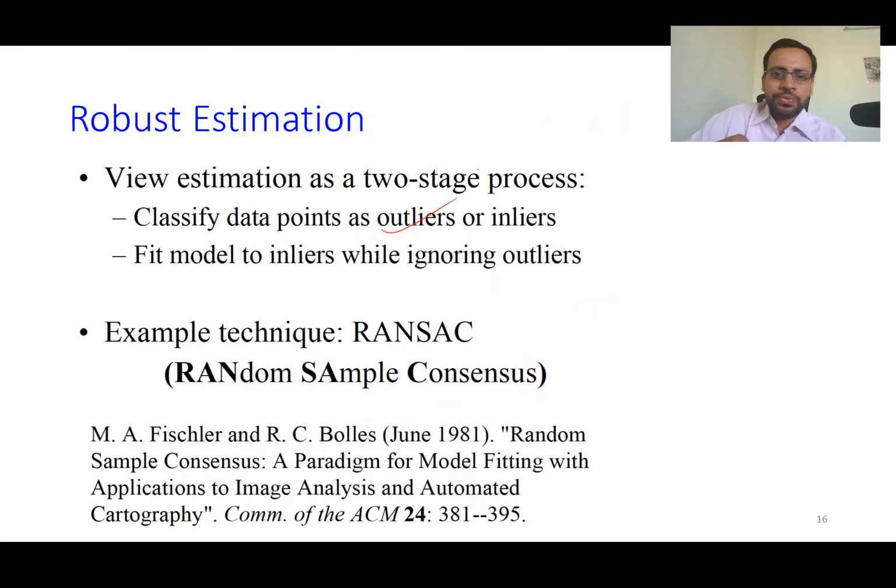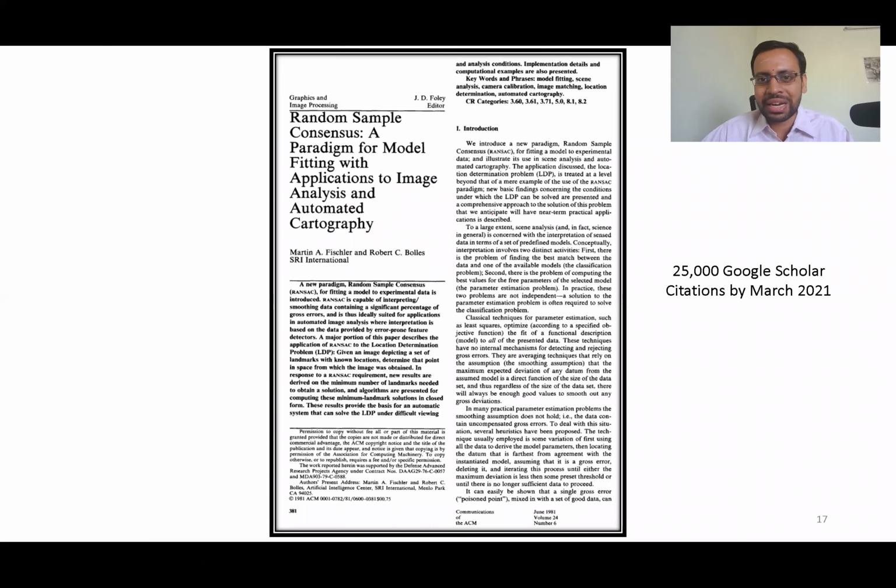Coming back, as you rightly said, you first classify data points as outliers or inliers and fit a model to the inliers while ignoring the outliers. This is again the work by Fischler. I'm not very sure of the pronunciation, sorry for that. It's a long back work, but a very classical work. You would be able to appreciate it more by the time we finish going through it. A very, very solid work. It has more than 25,000 citations in Google Scholar right now, which should tell you how significant and pioneering this work has been.